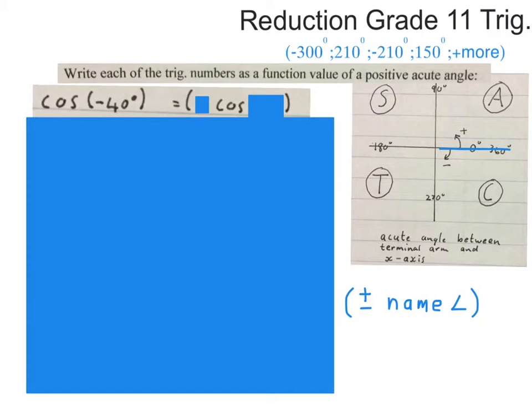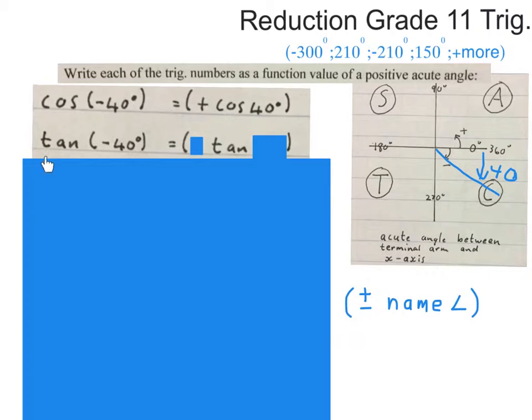Firstly, I drew myself a terminal ray that lies on the x-axis here, and it will now rotate either this way or this way for this amount of degrees. My terminal arm will then move from here, minus 40 degrees in this direction. Then you ask, my acute angle between the terminal arm and the x-axis will be 40 degrees back here. And that's why I will write the 40 degrees over here. And because I am in the C quadrant of CAST, I'll put a plus over there. So, cos minus 40 will become plus cos 40 degrees.